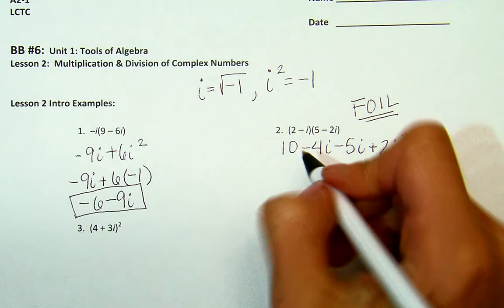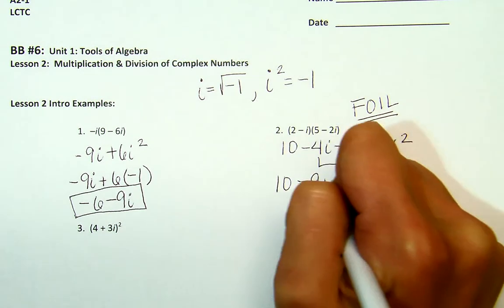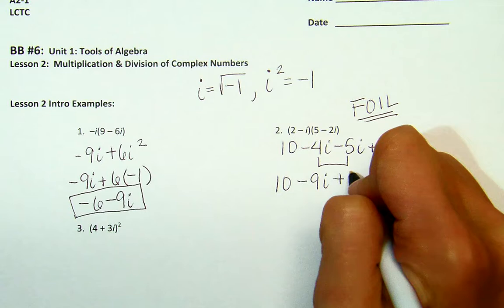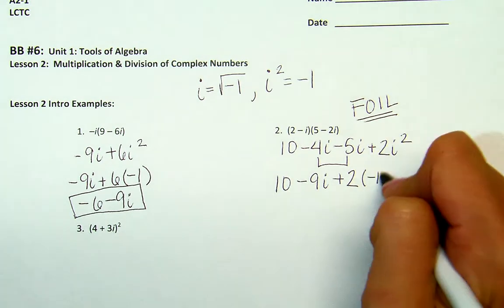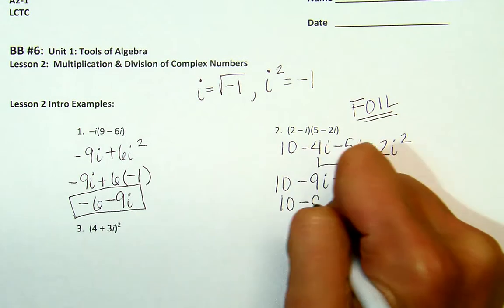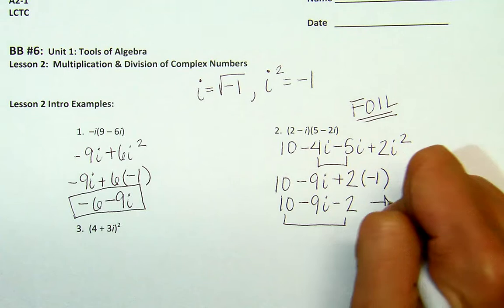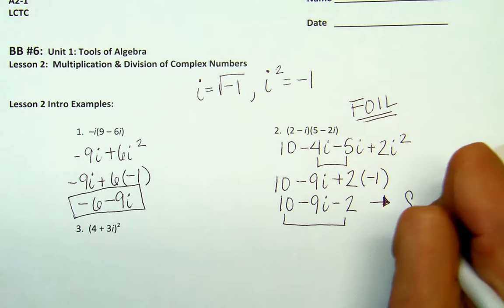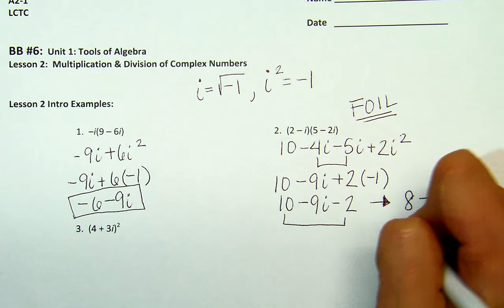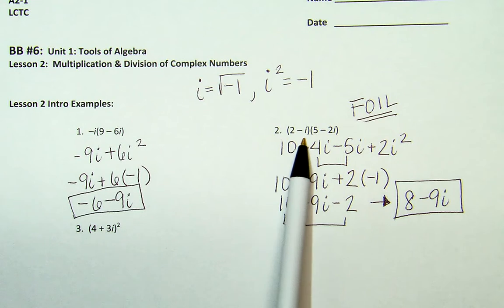From here, we can take our like terms and combine them. So we get 10 minus 9i plus 2i squared, and we can plug in again, just like we did in example 1, -1 for i squared. We then get 10 minus 9i minus 2. Combine our like terms one more time, and we're going to write that whole number piece out in front. So 10 minus 2 gives us 8, minus 9i is our imaginary part. And that is our new complex number when we take 2 minus i times the complex number 5 minus 2i.